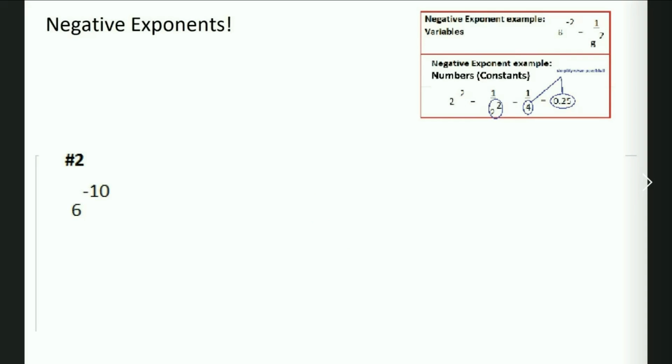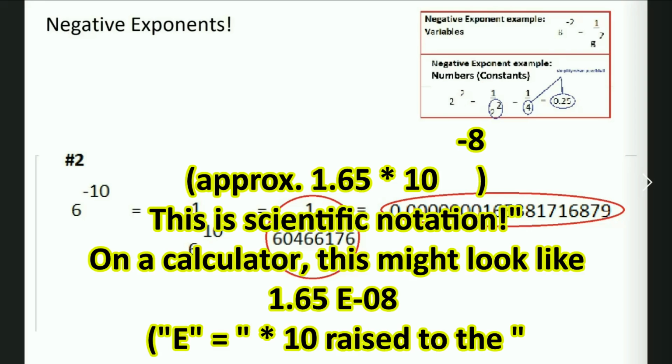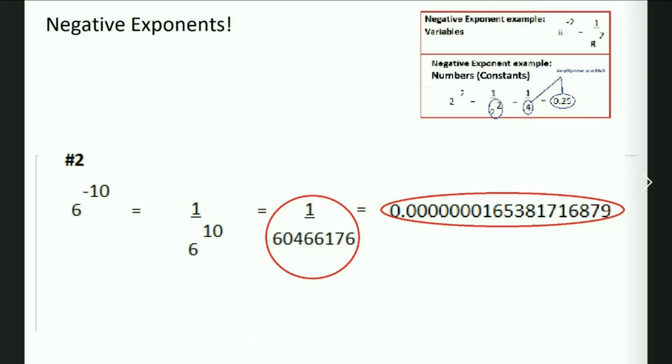Here's number 2, 6 to the negative 10th power. If we simplify that one, we end up with 1 over 6 to the 10th power, and that becomes 1 over 60,466,176. And if you put that into the calculator, this is the decimal you come up with. Most calculators are going to give you something like 1.6 times 10 to the negative 8. So ironically, when you solve this exponent, it might give you another exponent. Just keep that in mind. All right, let's move on to the next one.